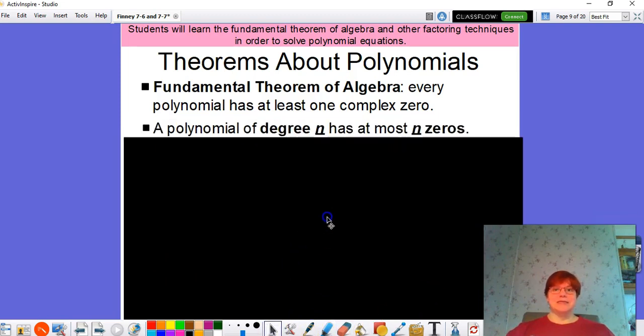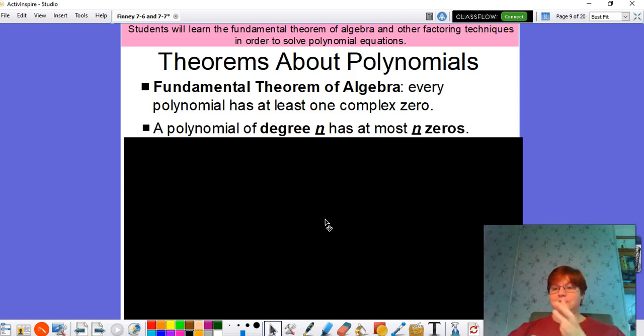So our next theorem says a polynomial of degree n has at most n zeros. So in other words, whatever our degree is, that's the biggest number of zeros there could be. So if it's degree 4 and it has 5 zeros, you did something wrong. If it's degree 4 and you found 2 real zeros, that's okay. There could be 2 real zeros.